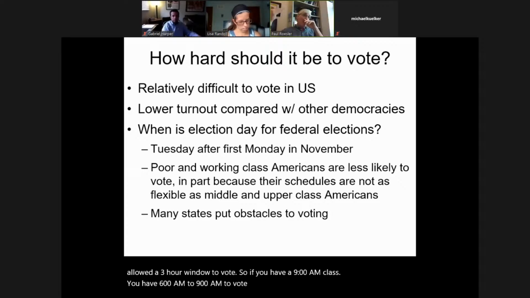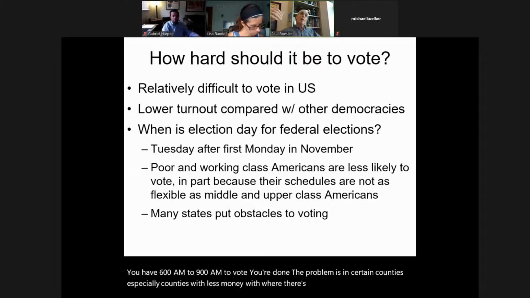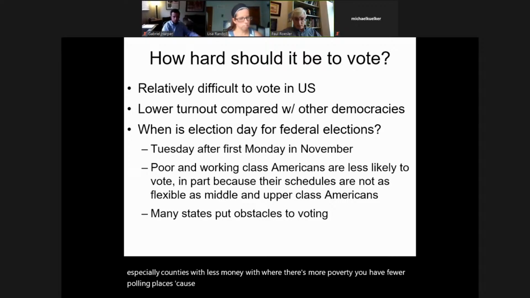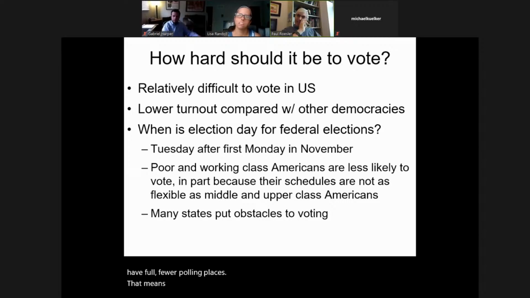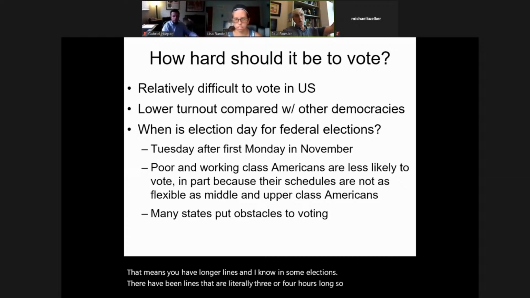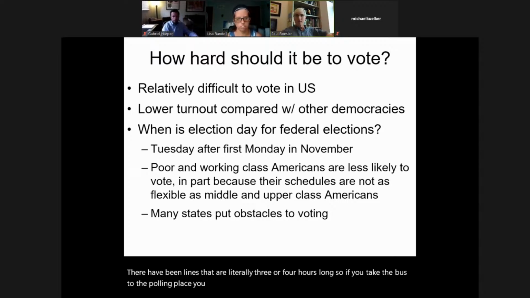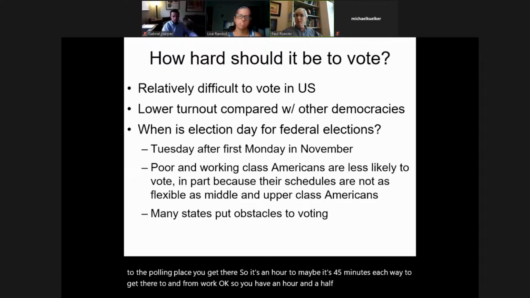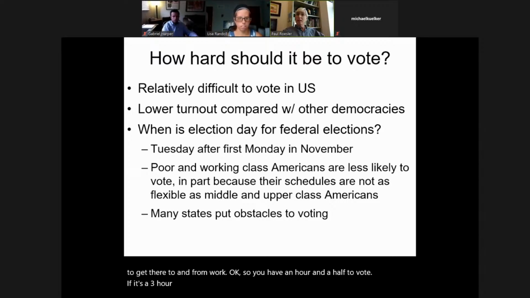You're done. The problem is in certain counties, especially counties with less money, where there's more poverty, you have fewer polling places, because as Gabe was saying, polling places are expensive. And if you have fewer polling places, that means you have longer lines. In some elections, there have been lines that are literally 3 or 4 hours long. If you take the bus to the polling place, it's maybe 45 minutes each way to and from work, so you have an hour and a half to vote. Well, if it's a 3-hour line, you either lose your job or you vote. That is literally the case, because the company only has to legally give you 3 hours.